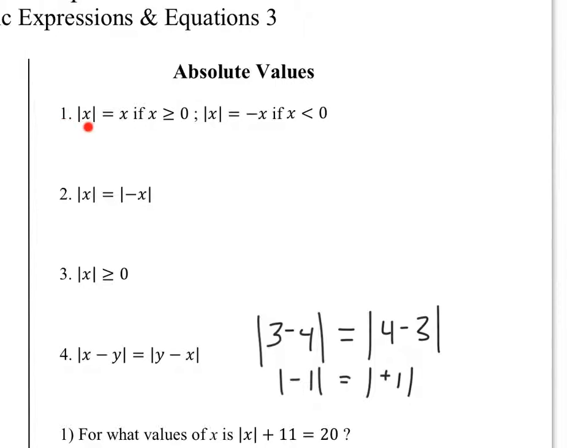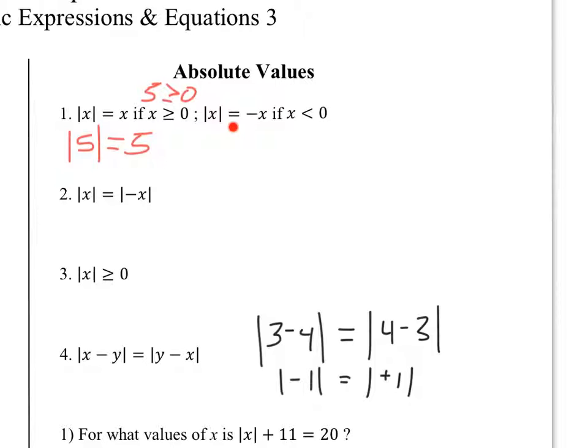Which leads us to number 1, which is the most confusing. This says that the absolute value of x is equal to x if x is at least 0. So let me try to explain. For example, let's say that x was 5, because 5 is greater than or equal to 0. So the absolute value of 5 is 5. That makes sense, right?